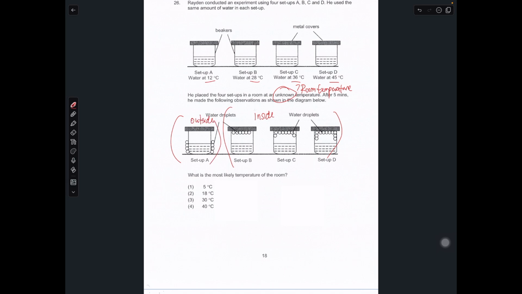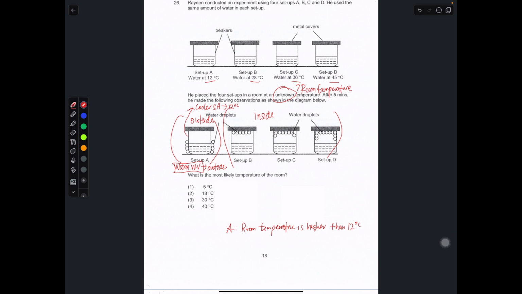When the water droplets can be found on the outside, that means the warm water vapor is on the outside, and this is actually your cooler surface area. The cooler surface area is at 12 degrees Celsius. So the temperature of the room is related to the temperature of the warm water vapor. So we can say that from A, the room temperature is higher than 12. B, C, D tell us something.